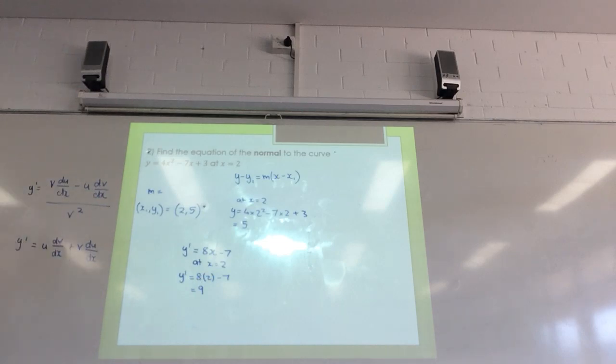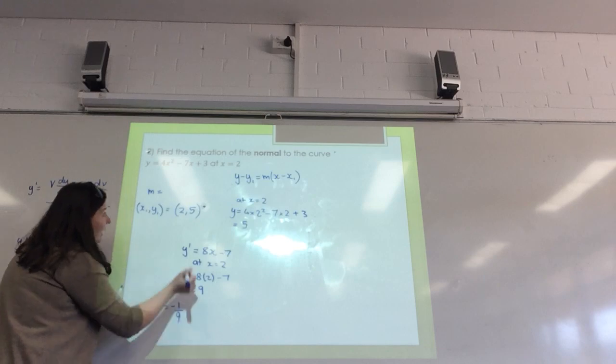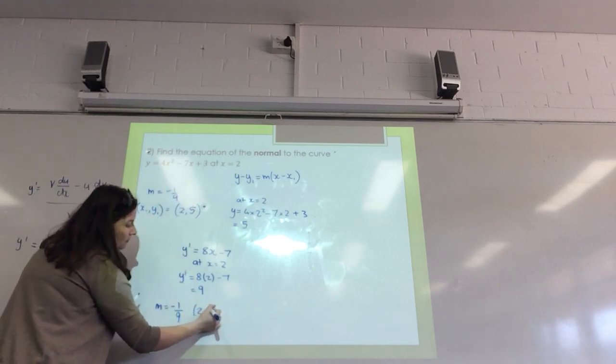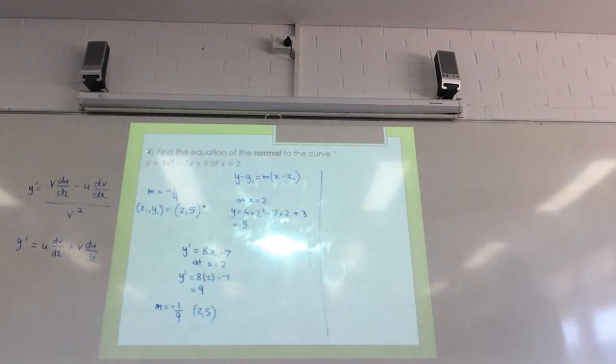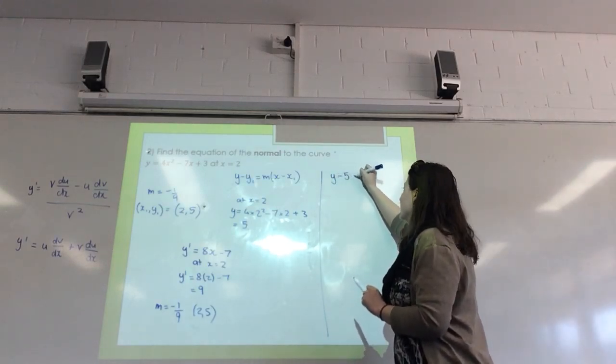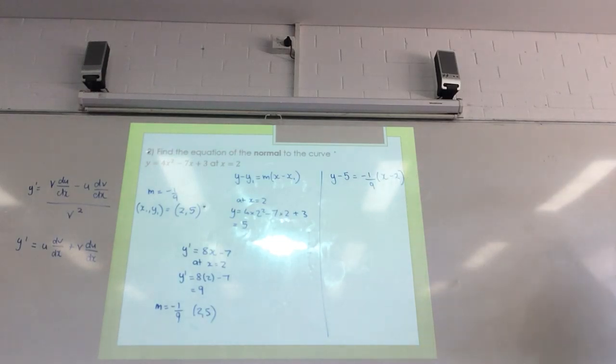And I come up with 9. And then reverse. So my gradient then of my normal is going to be negative 1 over 9. Now I'm going to find the equation of my normal. You're welcome to expand the negative 1 over 9 and answer in gradient-intercept form.